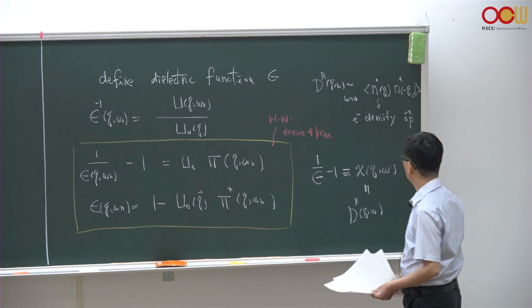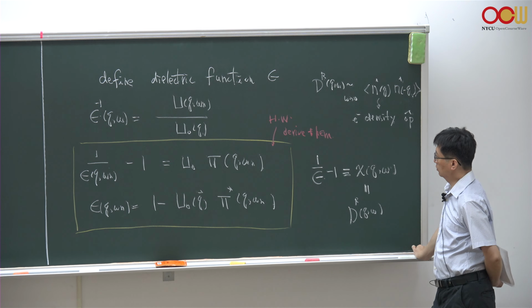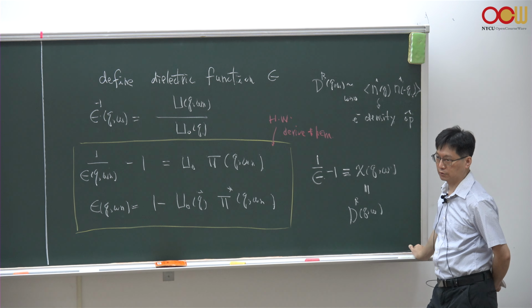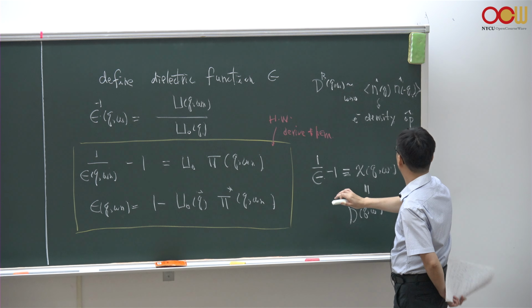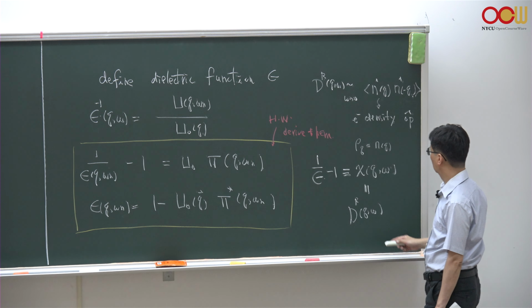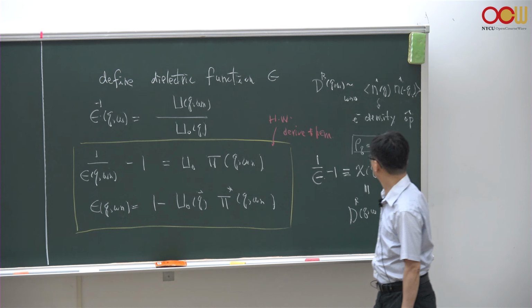Okay, so we will see next time that epsilon, the dielectric function of solids, is related to this density-density correlation function. So what is the density of electrons? Of course, this is our rho of Q, right? We will make such a connection next time.